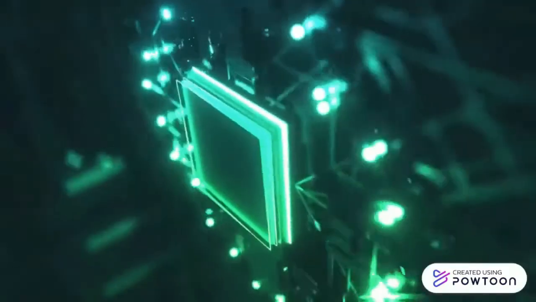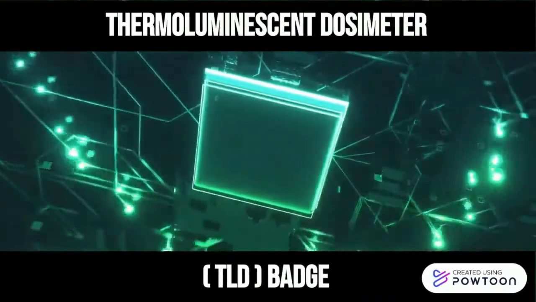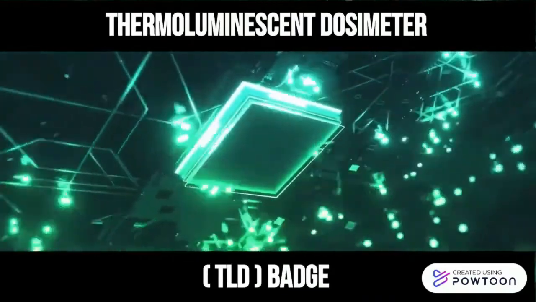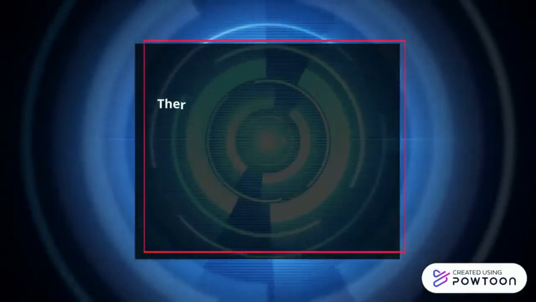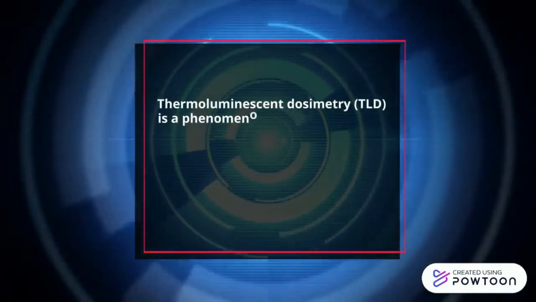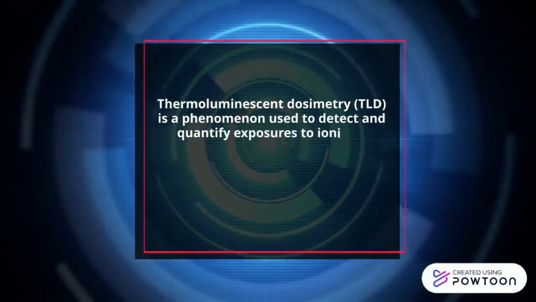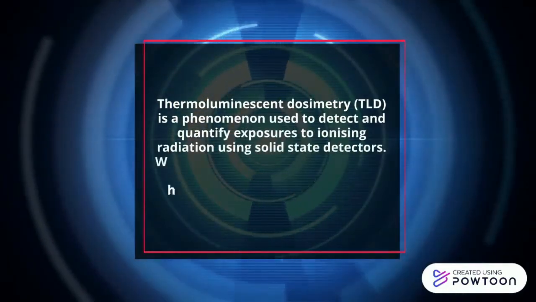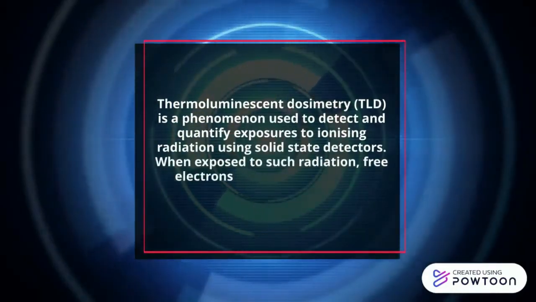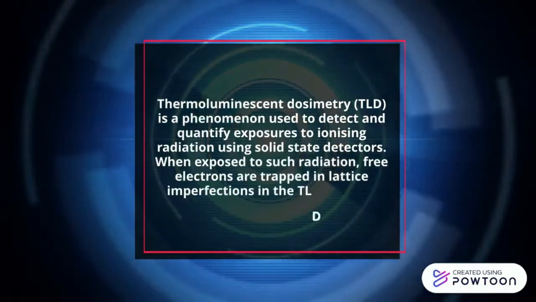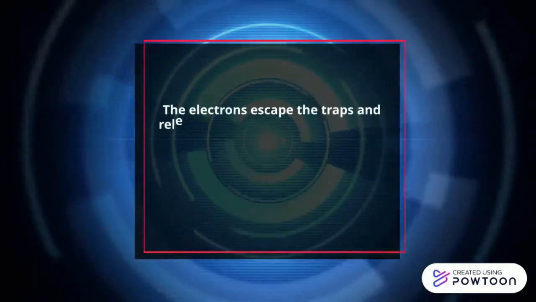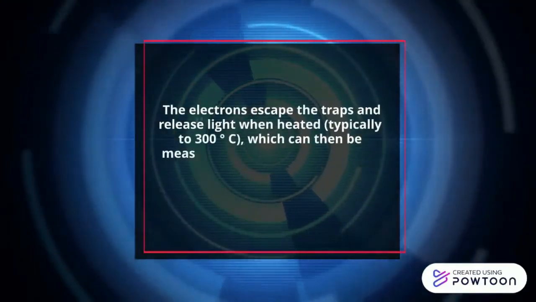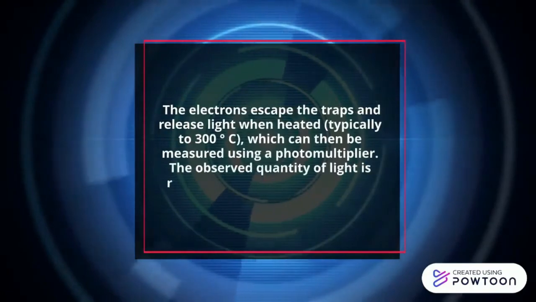The first one, thermoluminescent dosimeter badge. Thermoluminescent dosimetry is a phenomenon used to detect and quantify exposure to ionizing radiation using solid-state detectors. When exposed to such radiation, free electrons are trapped in lattice imperfections in the TLD crystal. The electrons escape the traps and release light when heated, typically to 300 degrees Celsius, which can then be measured using a photomultiplier. The observed quantity of light is related to the radiation received.